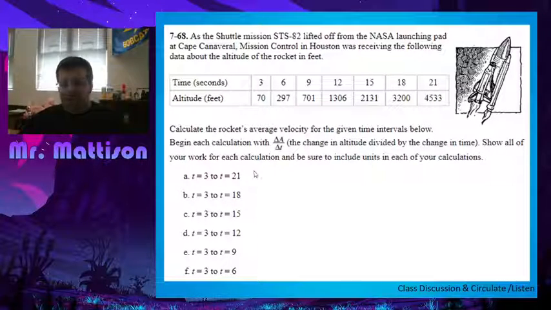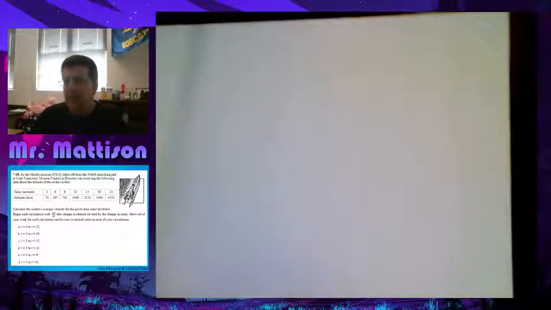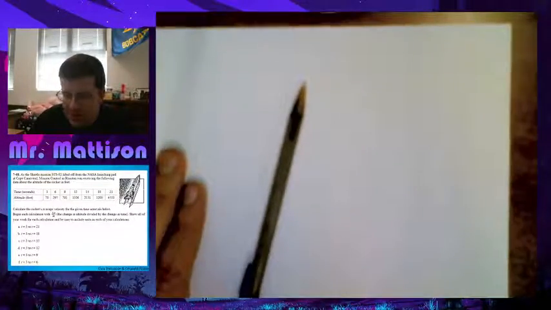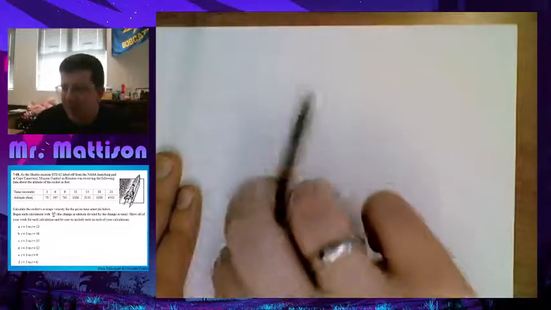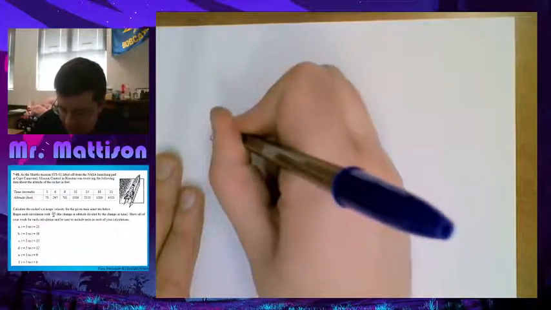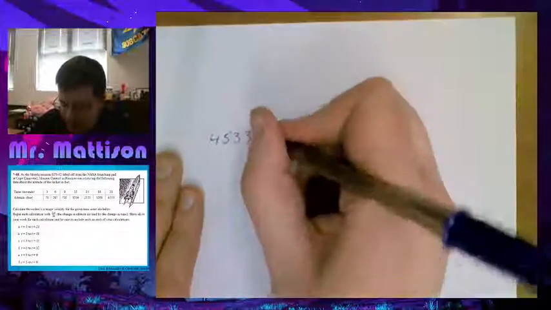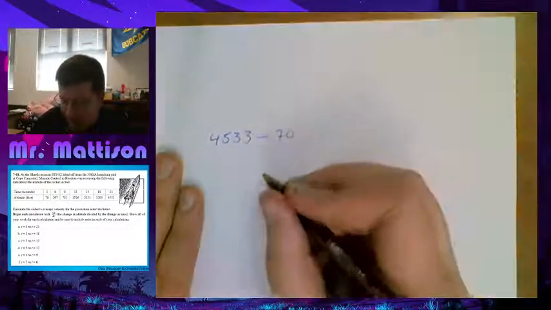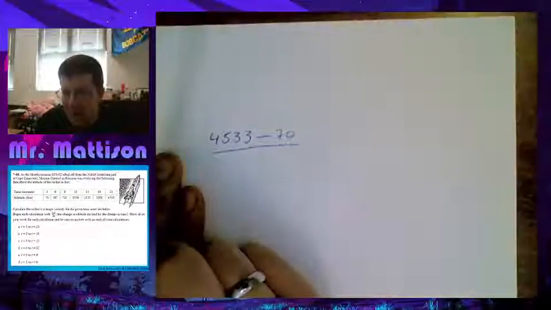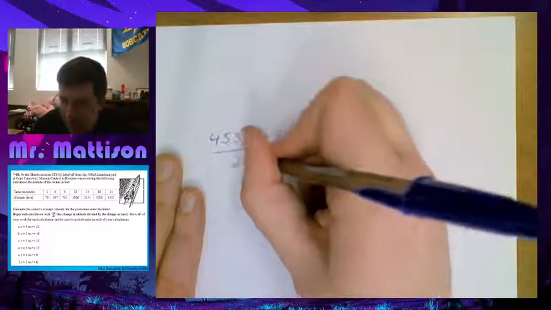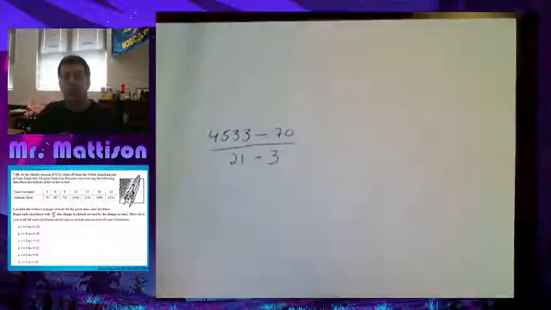To do that, let me hop over to my document camera. I might need to focus this. There we go. Okay, so at 21 seconds, my altitude is 4,533, right? And that changes from at 3 seconds, it's 70 feet. Now I want to divide that by the change in my time, which is going to be 21 seconds minus 3 seconds.